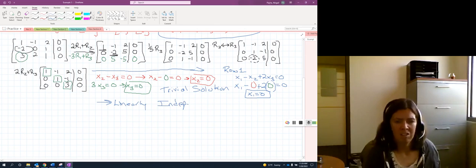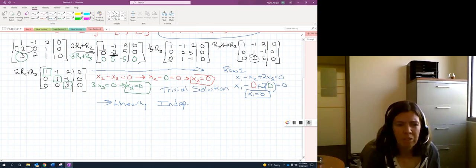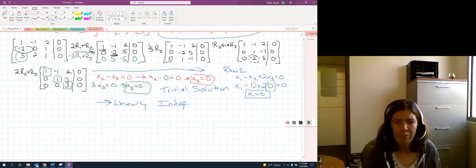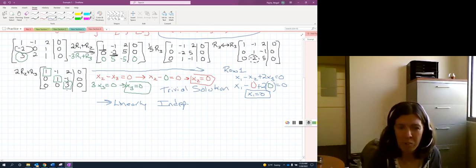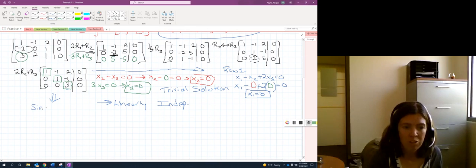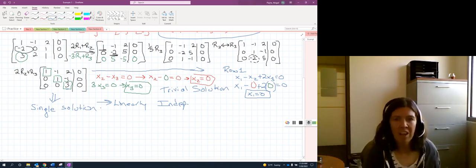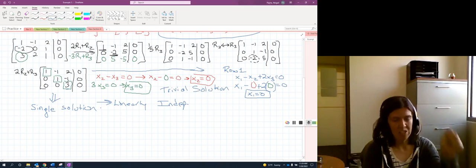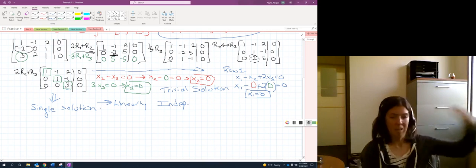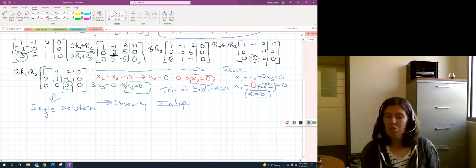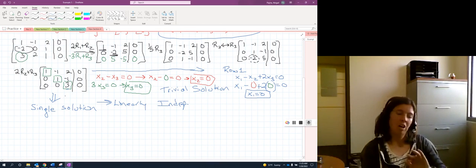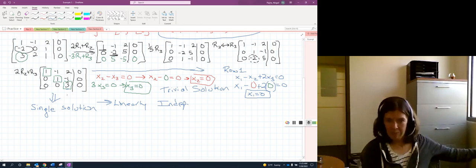Now, let's generalize this a little further. I was pointing out we have a pivot in every column. When you have a pivot in every column like this, that tells you there are no free variables, which tells you this system has only a single solution. Remember that a linear system always has either 0 solutions, a single solution, or infinitely many. So as soon as you see there are no free variables, we can rule out infinitely many solutions.